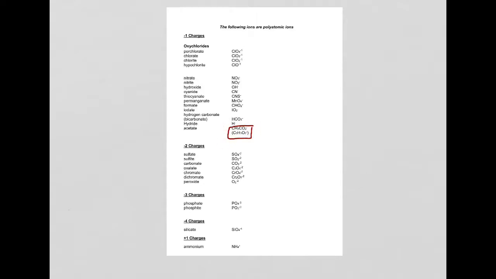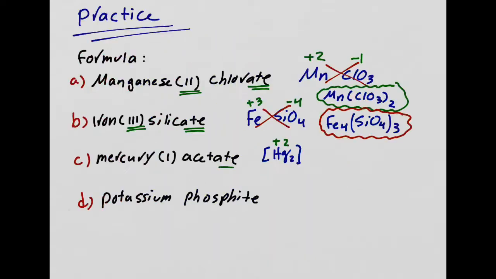Another reason you should know this polyatomic ion: acetate, acetic acid, that's vinegar. If you ever put vinegar as a salad dressing, it has this compound in there. It's pretty cool, right?